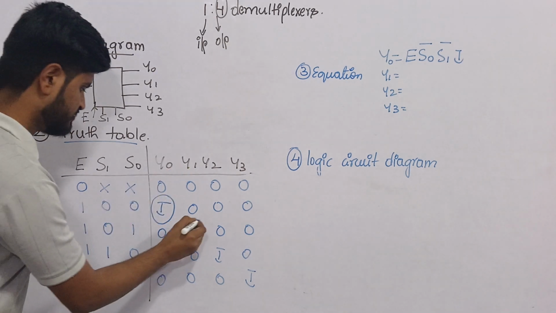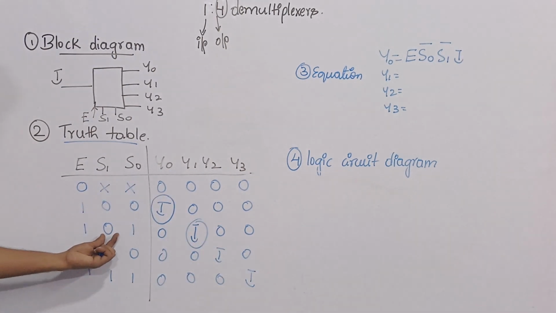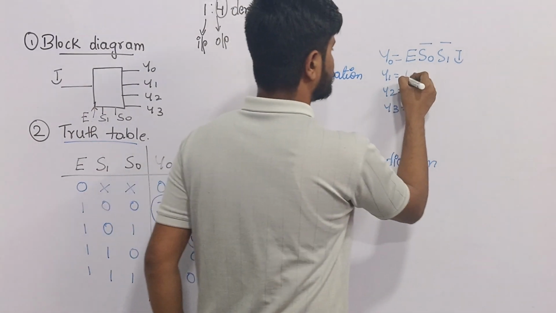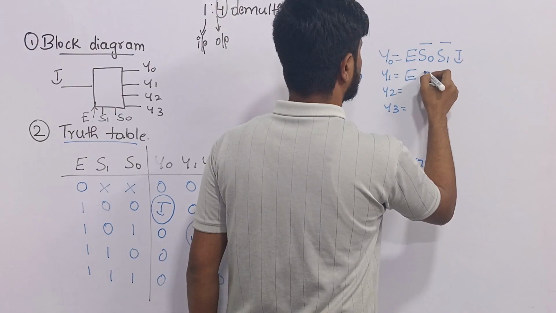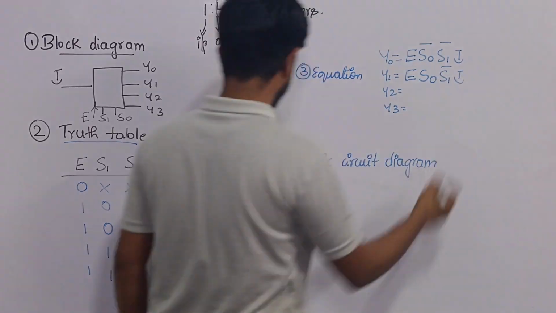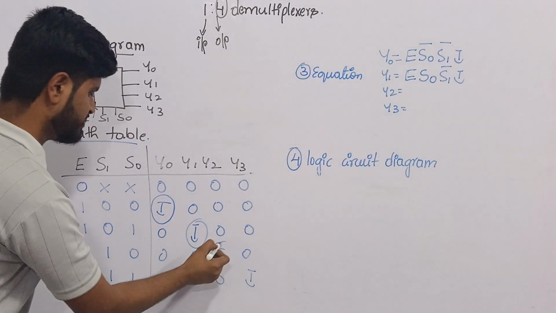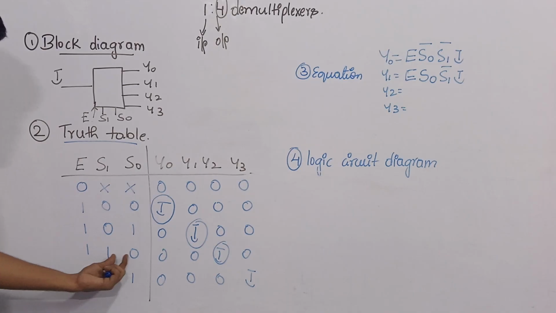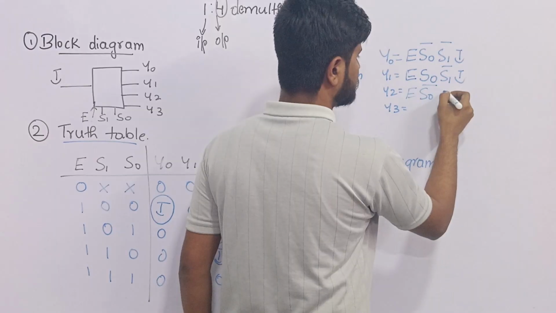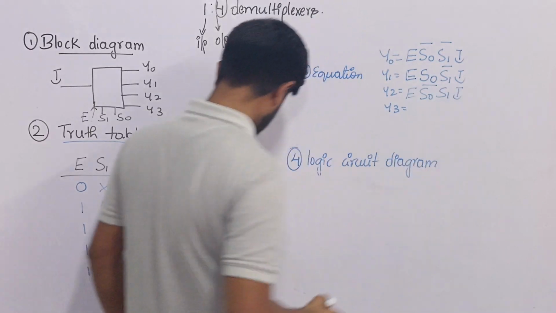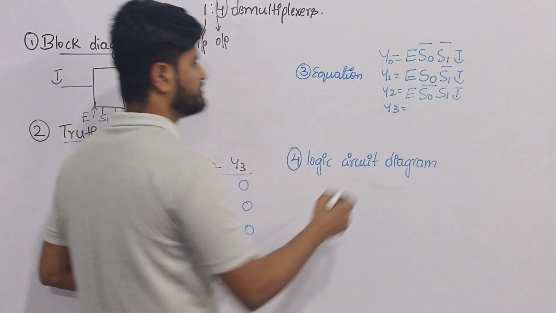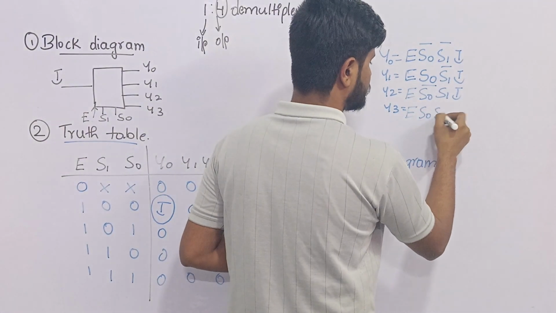Next, for Y1, E, S1 bar, S0, I. Next, for Y2, E, S1, S0 bar, I. For the last one, that is Y3, E, S1, S0, I.